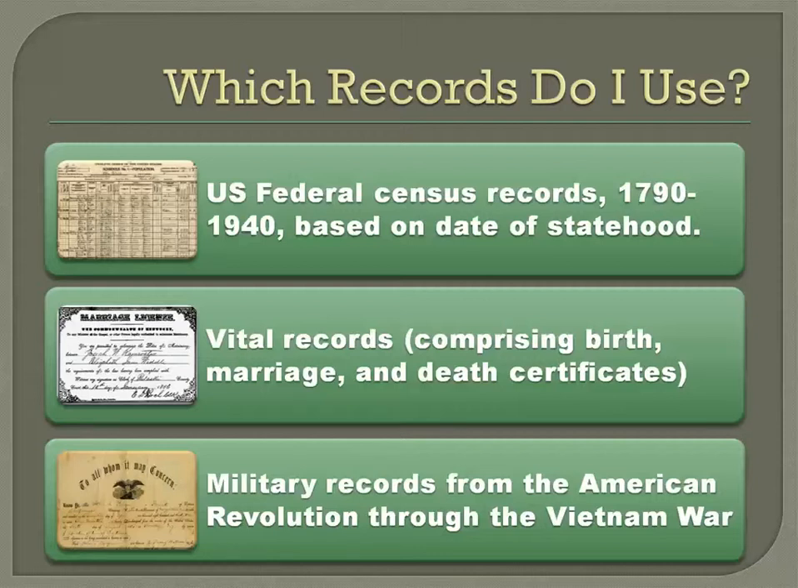The next type of records that you'll be using are vital records, which comprise birth, marriage, and death certificates. Vital records is a blanket term for birth, marriage, and death records. Marriages were recorded in church parish books for a long period of time, but official government-mandated birth and death certificates were not required until the 19-teens in most states. For example, birth and death certificates were not implemented in all Louisiana parishes until about 1918.